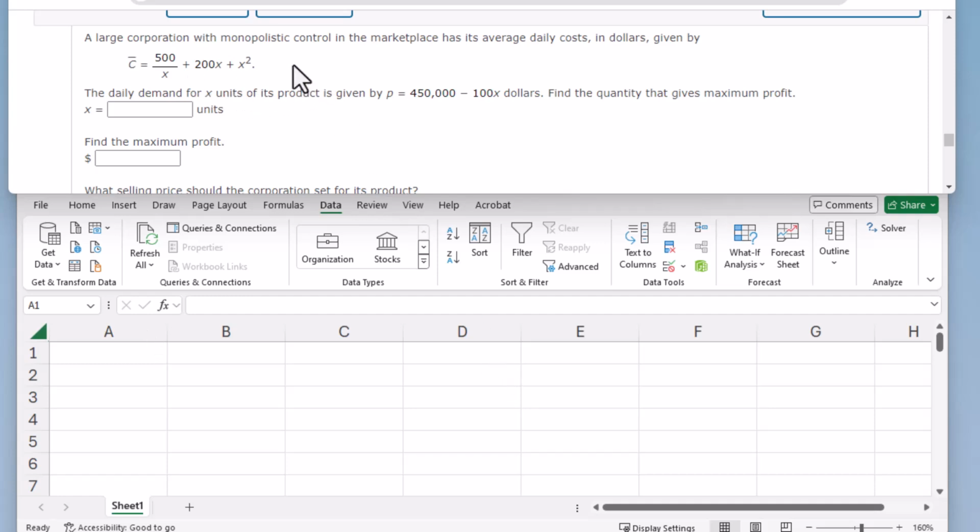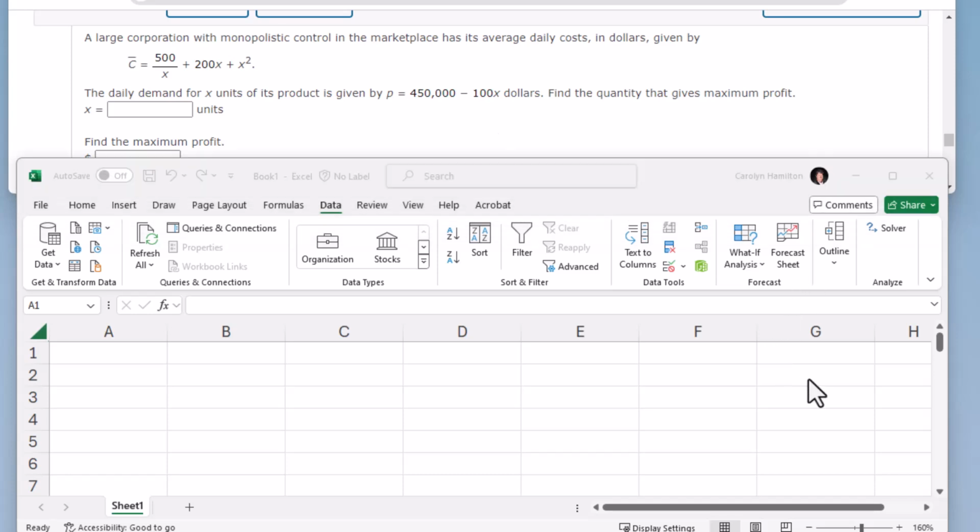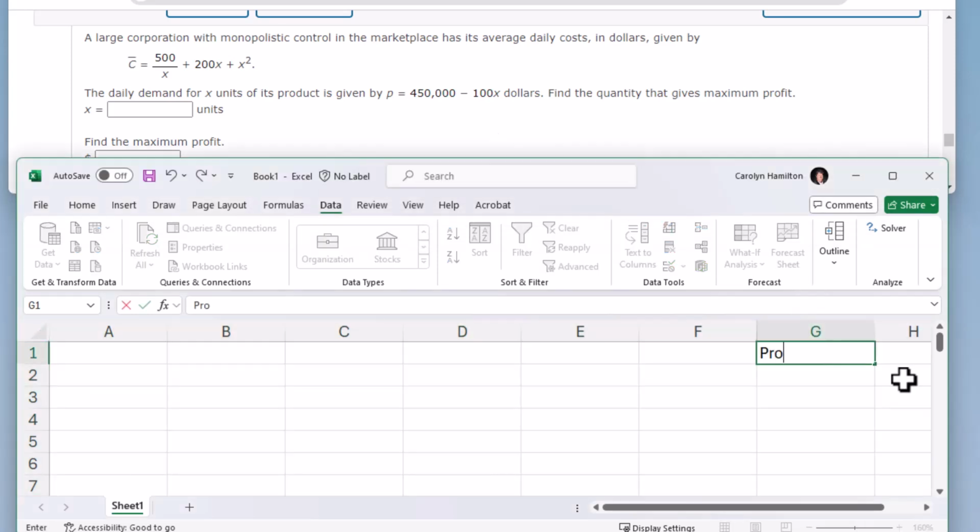A large corporation with monopolistic control in the marketplace has its average daily costs in dollars given by, and we have a daily demand function, which is a demand price. Maximize the profit. Okay, so we want a profit function, but what we've got is average cost and price. So we have some work to do here. I want to get to profit. Before I can do profit, I'd have to have revenue take away cost.